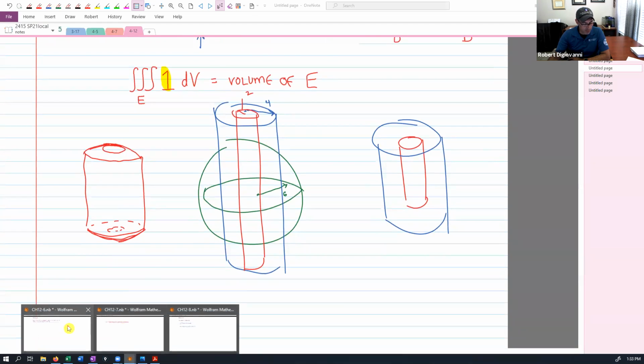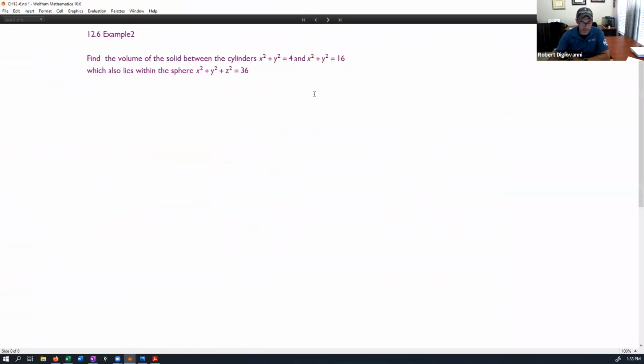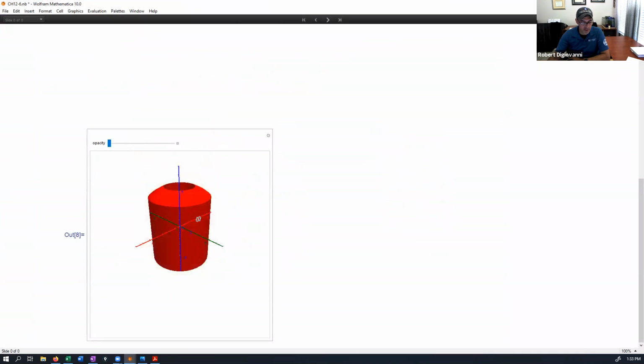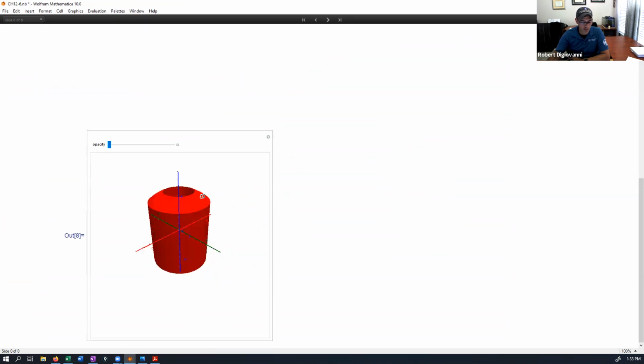Again, the computer can do a much better job of this. I thought I had it. There it is. So here's our sphere, here are 2 cylinders, and now let me just pull all the graphs out, and there is the solid that we're trying to find the volume of. Okay.